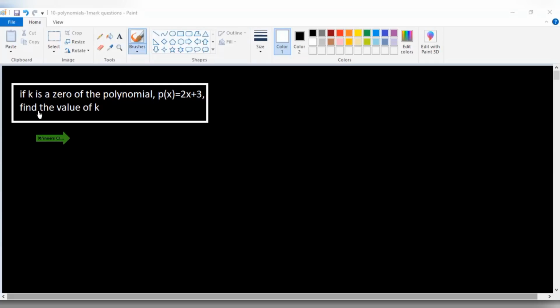This is our first question. If k is a 0 of the polynomial p of x equals 2x plus 3, find the value of k. So here a polynomial is given, p of x as 2x plus 3. And k is said to be the 0 of the polynomial. That means p of k is 0.